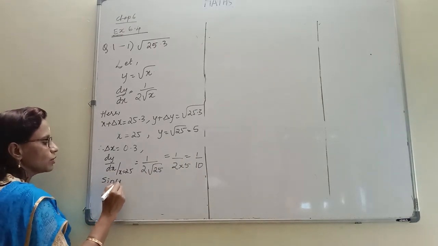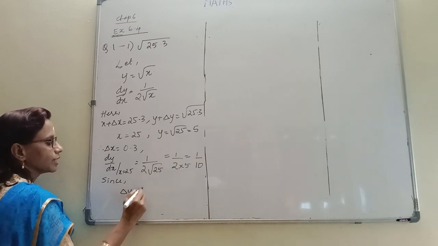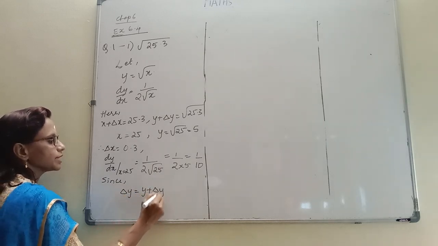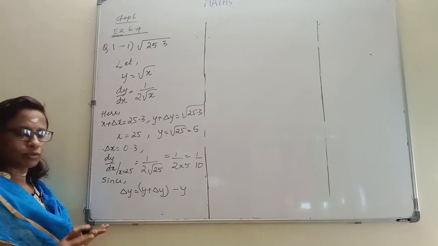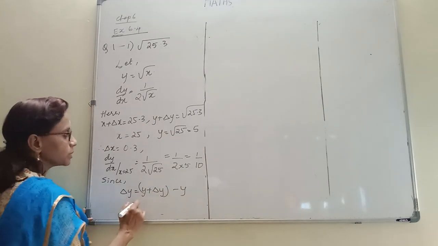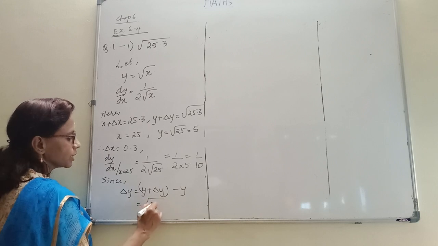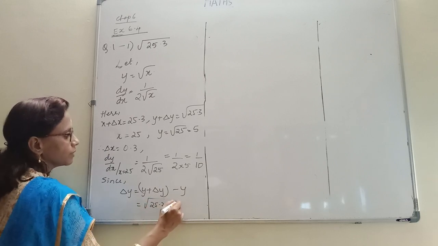Since now we all know delta y, we can always write it as y plus delta y minus y. Now what all values we know, let's substitute. Delta y we don't know, but y plus delta y we know. It's root of 25.3. And y we know it's 5.